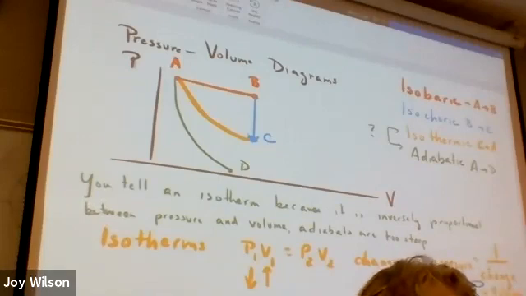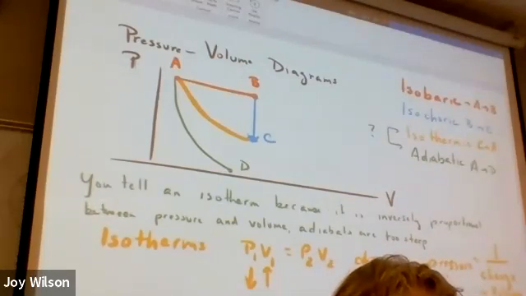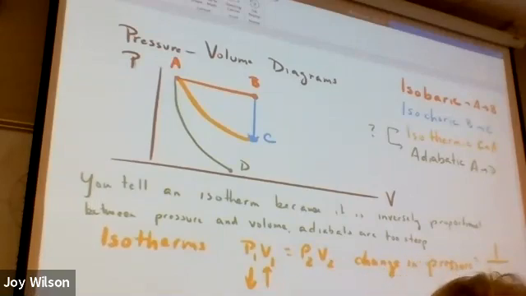So if the pressure doubles but the volume triples, you don't have an isothermic process. If the pressure doubles and the volume halves, you have an isothermic process. And I'm going to show you one other thing about isotherms, and then we'll start practicing classifying them, and then we'll get into what you use them for.